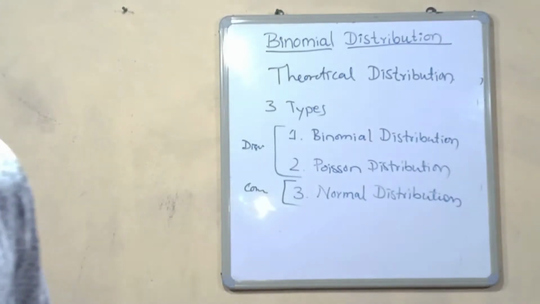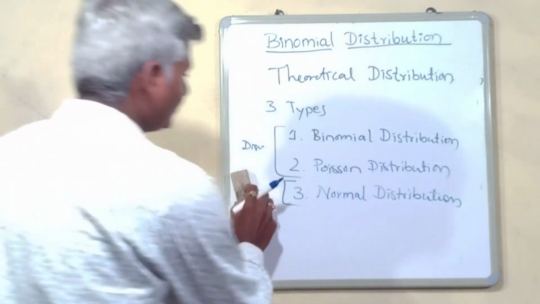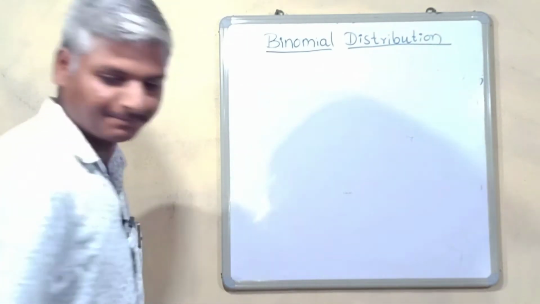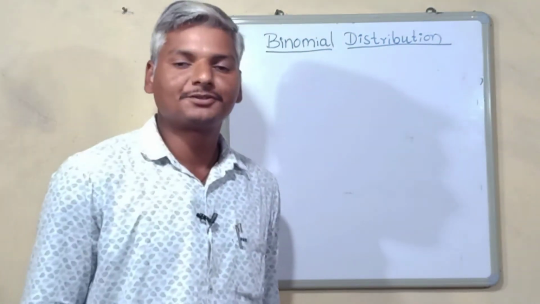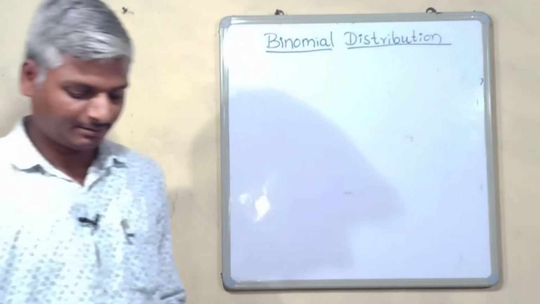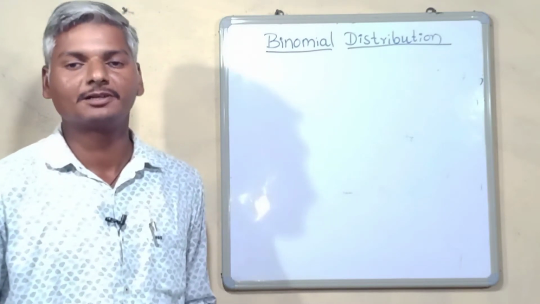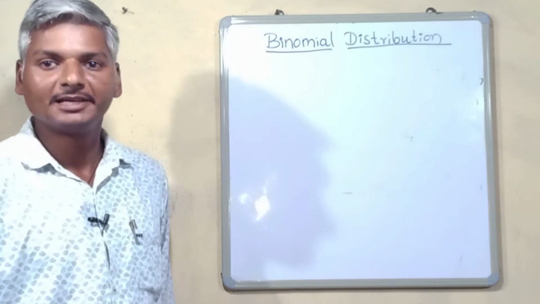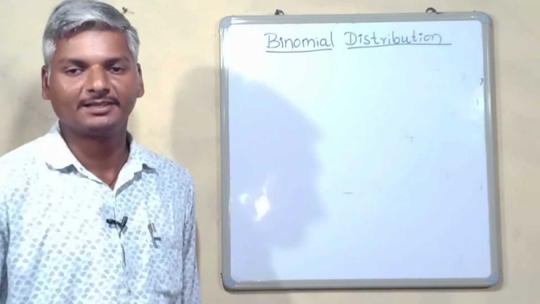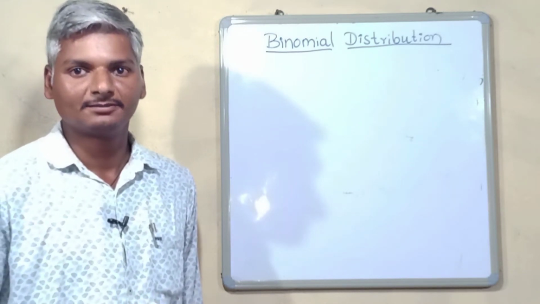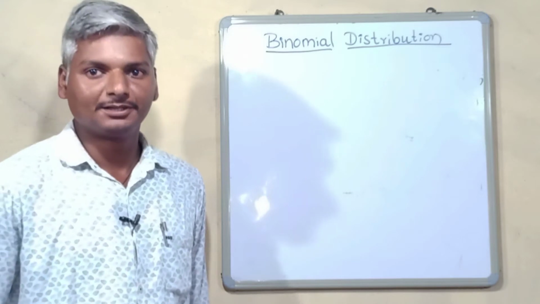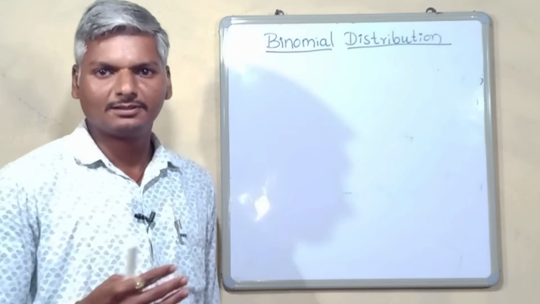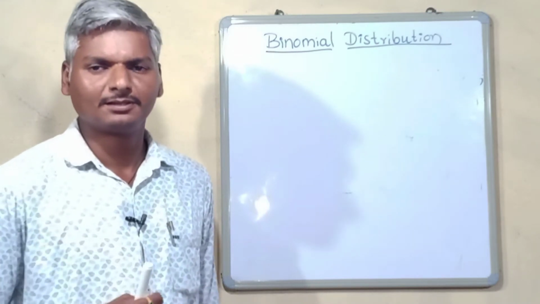Then in today's class we will see regarding the binomial distribution. Binomial distribution was popularized or discovered by a Swiss mathematician James Bernoulli at the turn of the 18th century. A binomial distribution is popularized by James Bernoulli.